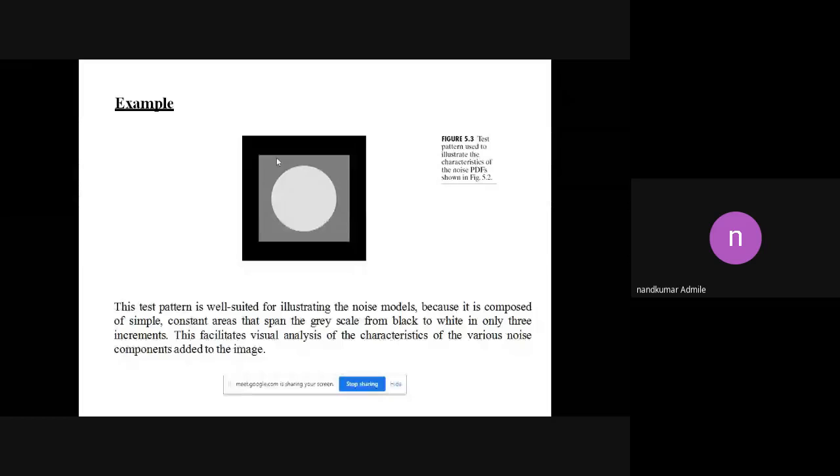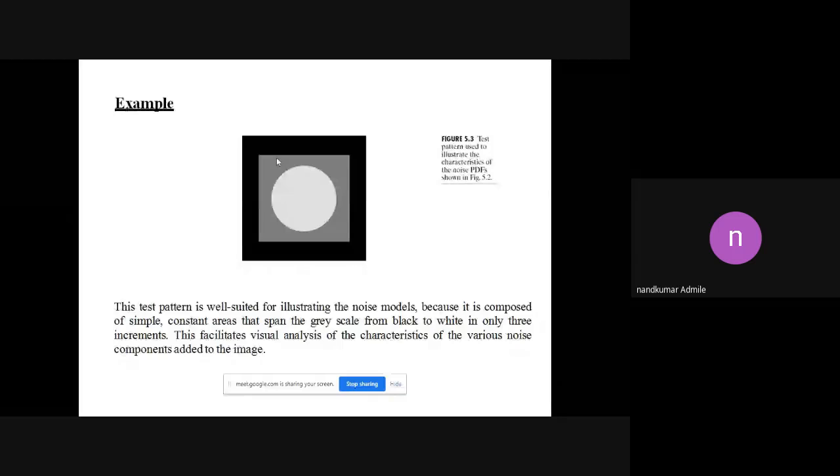So here we can take an example of one image. Maybe it consists of a rectangle, and in the rectangle we put one circle. It consists of three color levels: black, white, and gray.